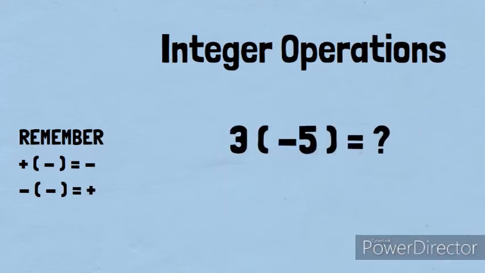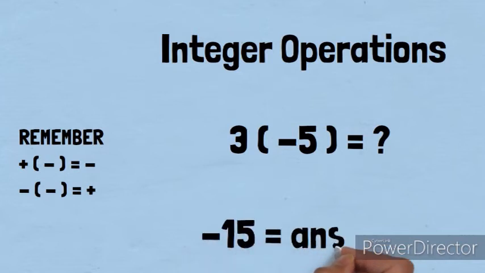Let's look at 3 times -5. In front of the 3, there's no sign, so it's automatically positive. So now we're multiplying +3 times -5. Plus of minus is minus. That's the first rule. So our answer is going to be negative. 3 times 5 is 15. So our answer is -15.